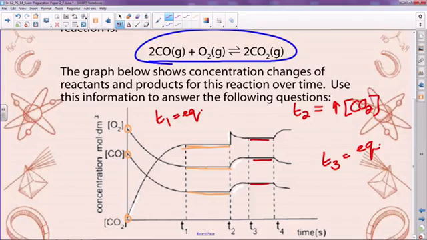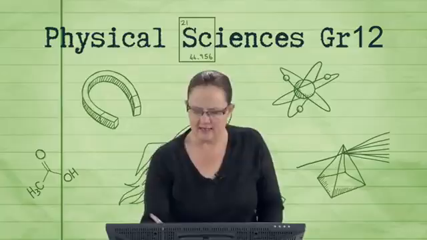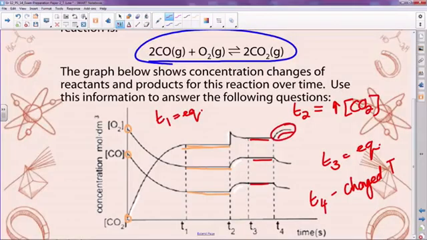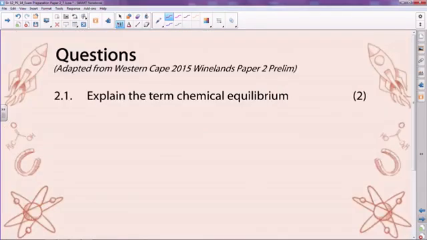So probably at T4, I changed temperature. Now, because the original reaction doesn't tell me whether this is exothermic or endothermic, I can't say whether I increased or decreased my temperature. But what I can say is I favored the forward reaction because I ended up getting more CO2. So whatever I did to the temperature, I favored the forward reaction. Great. That being said, we go to the first questions.